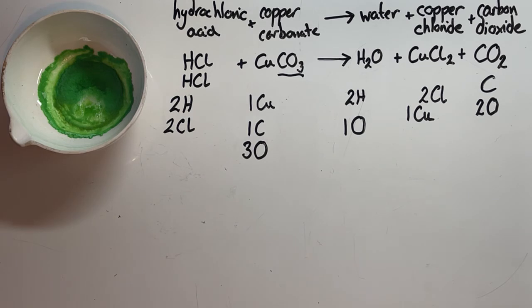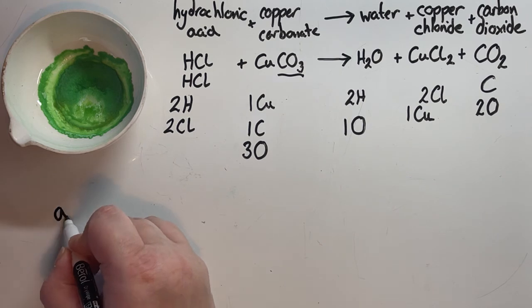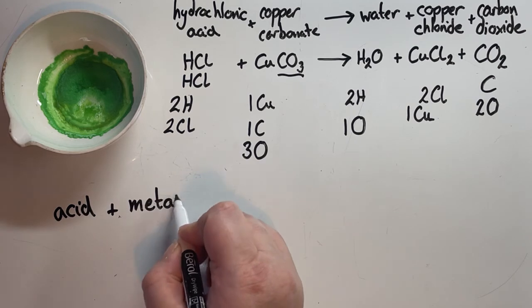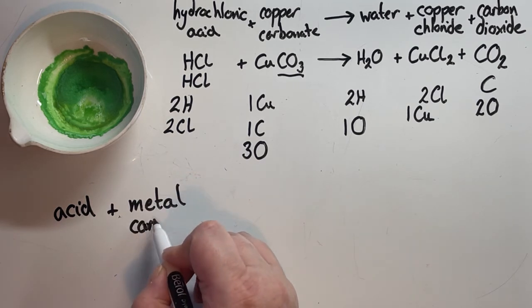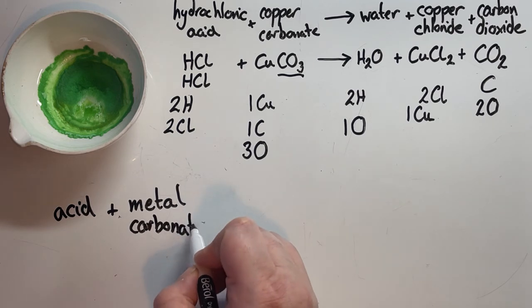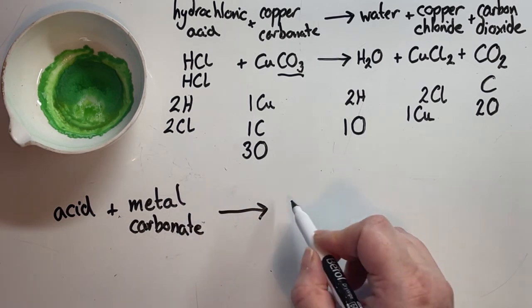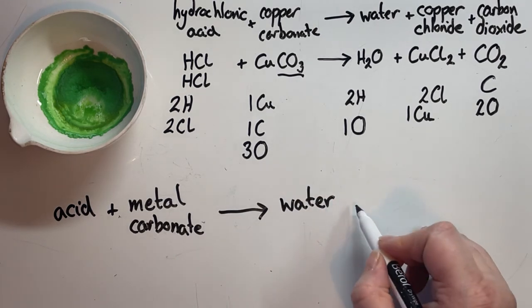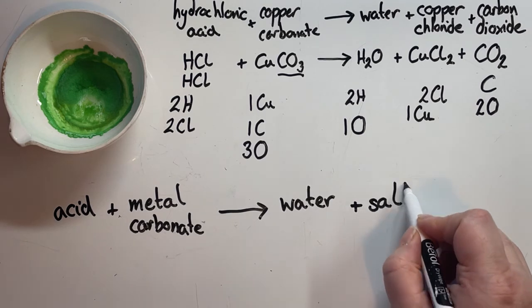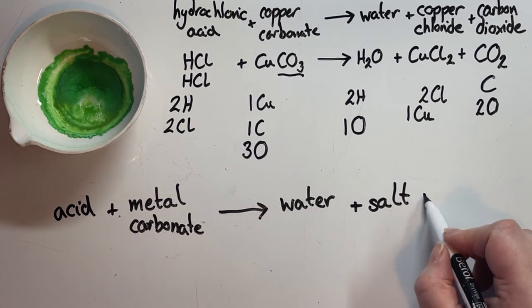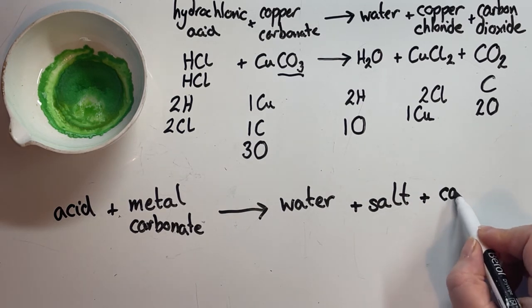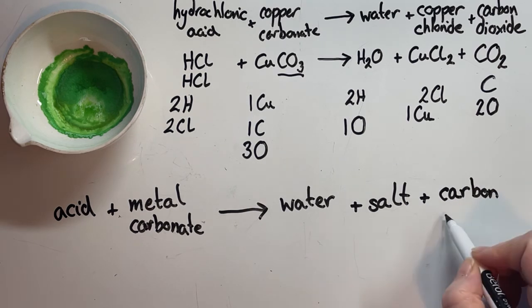The general equation for acid plus any metal carbonate is as follows. We have an acid added to that metal carbonate, those will react and will form water because it's a neutralisation reaction. We'll make salt, and in all acid plus metal carbonate reactions, you get the gas carbon dioxide.